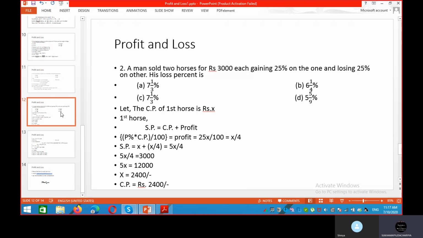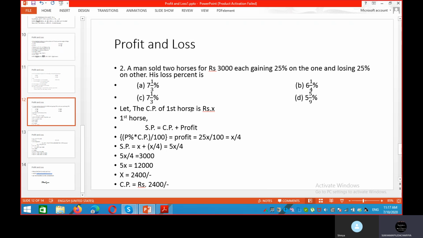A man sold 2 horses for rupees 3000 each, gaining 25% on the one and losing 25% on the other. His loss percentage is: option A, 7 whole and 1 by 3%; option B, 6 whole and 1 by 4%; option C, 7 whole and 1 by 3%; and option D, 5 whole and 5 by 9%.